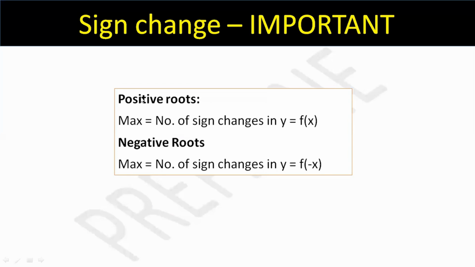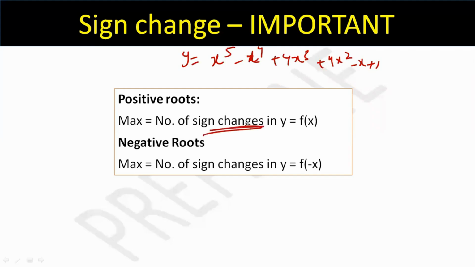See, at times we are given, like, this is Descartes' rule, and what it says is that maximum number of positive roots is basically number of sign changes in y equals to f(x). So for example, you have a function y equals to x to the power 5 minus x to the power 4 plus 4x cube plus 4x square minus x plus 1. For example, this is a function, right? So if you have to analyze its root, we will talk about the application, but just try to understand.